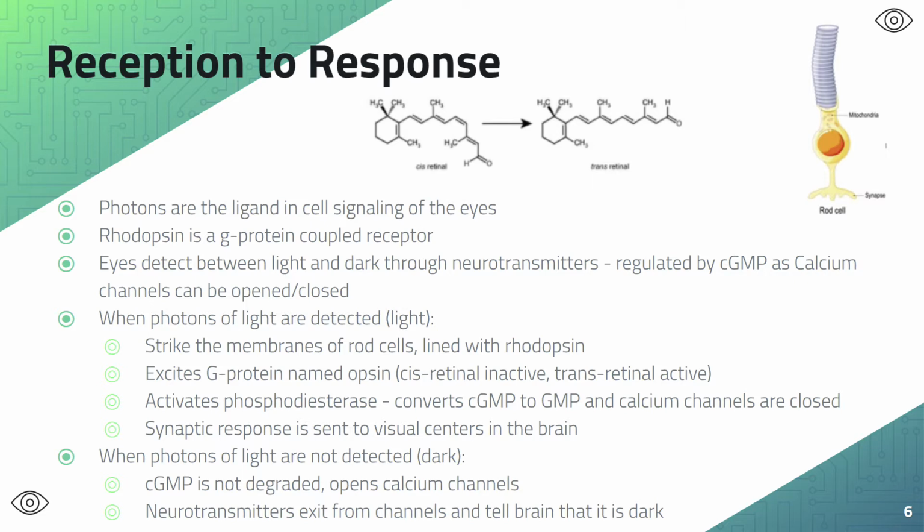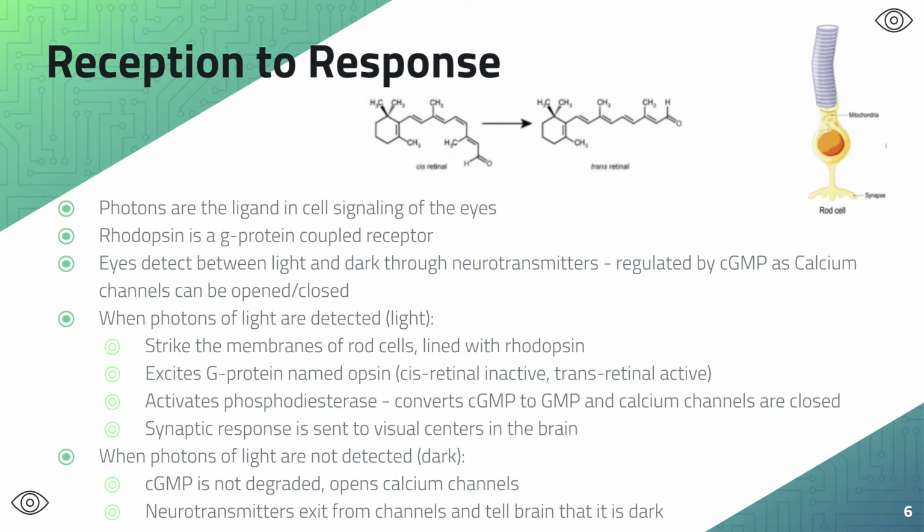So when the photons of light hit the rod cells, the photons strike the membranes of the rod cells, which are lined with rhodopsin, and this can excite the G protein, opsin. And cis-retinal means inactive, and trans-retinal means active. And you can see this on the image above, which is a chemical structure.